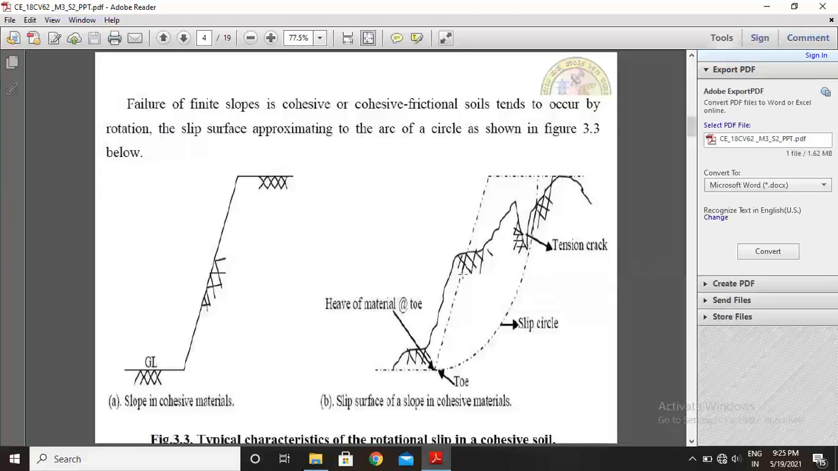Failure of a finite slope in cohesive or cohesive frictional soils tends to occur by rotation, the slip surface approximating to the arc of a circle as shown in figure 3.3 below. So this is how failure takes place. This slip circle is explained to determine the stability of slope structures in cohesive soils.